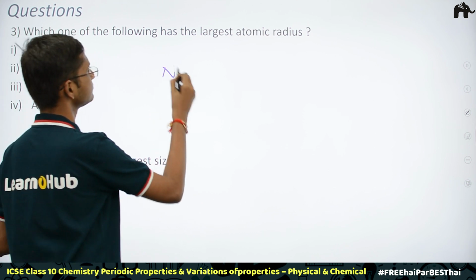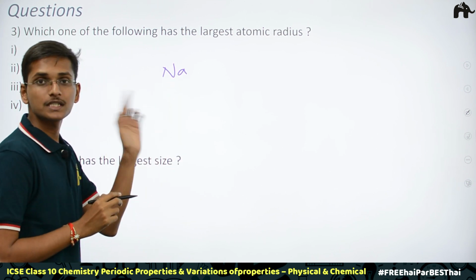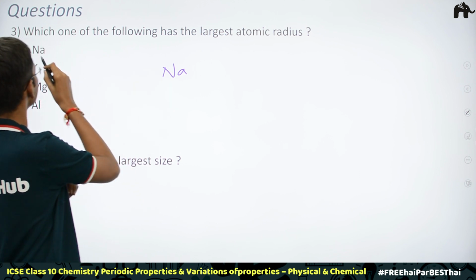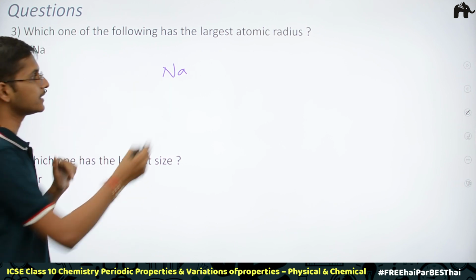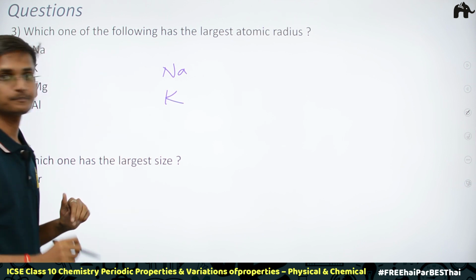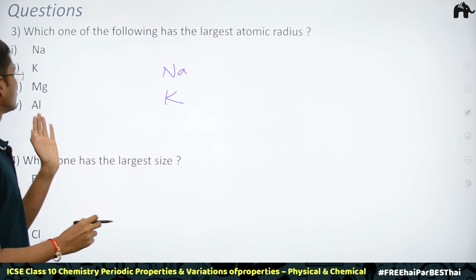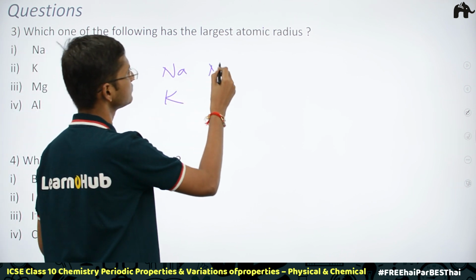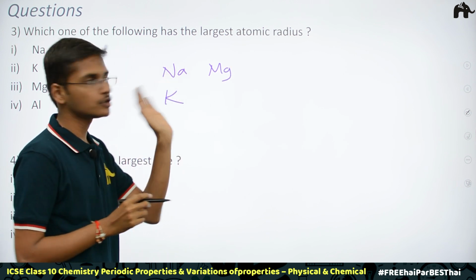Sodium belongs to the third period. After sodium, potassium belongs to the fourth period, just below sodium. Then magnesium and aluminium. Magnesium belongs just next to sodium, in group number 2, third period.